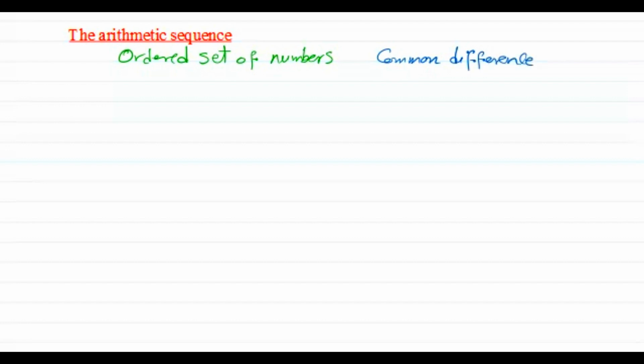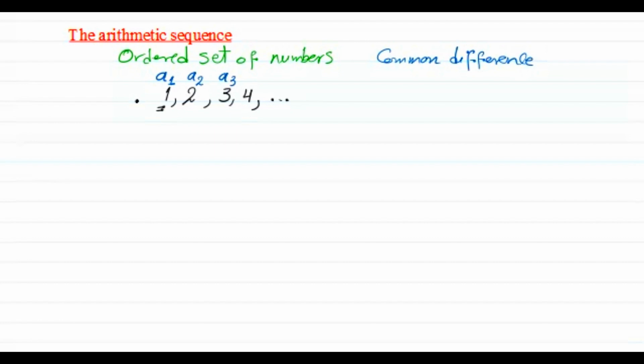each two consecutive terms. For example, 1, 2, 3, 4, and so on. This is an arithmetic sequence. The first term is 1. This is A1, meaning the first term is 1. This is A2, the second term. And this is A3, the third term, and so on.